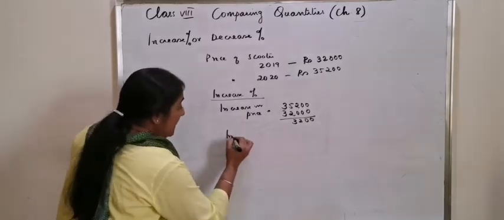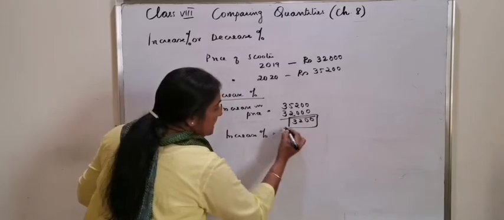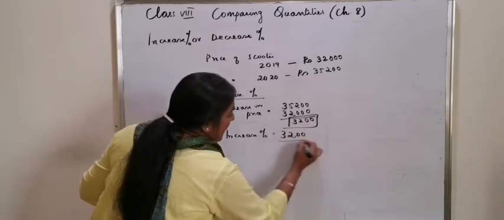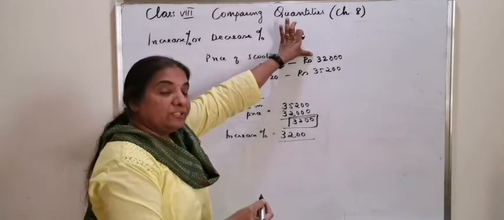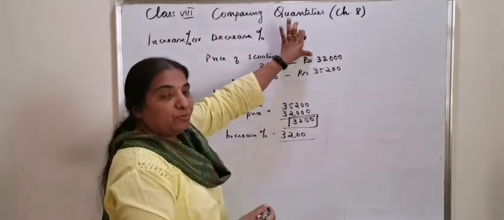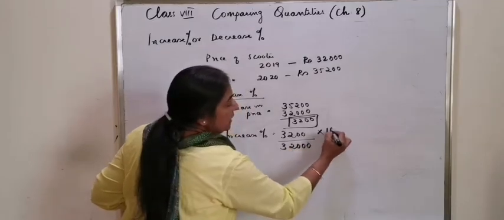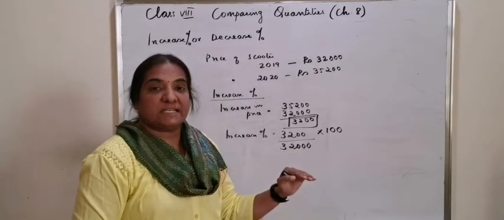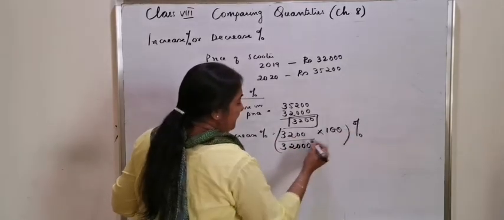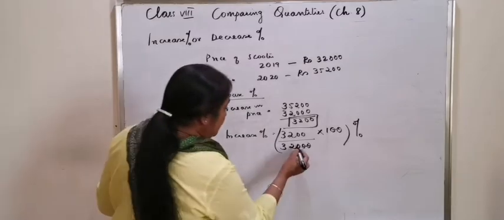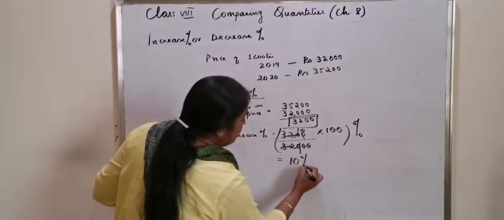And how do you calculate this increase percentage? This increase has occurred on the original price, the price which was quoted before. The increase divided by the original price, into 100. How to make it into percentages? Multiply by 100 and put a percentage symbol. So it is well understood that the answer is 10%.